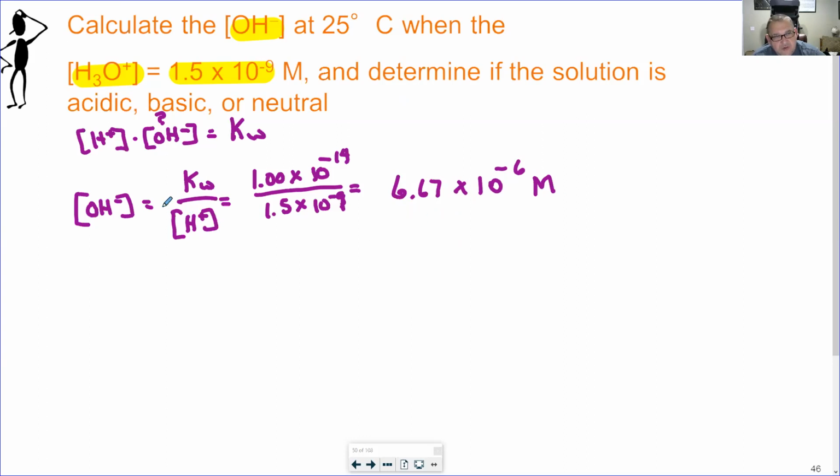And if I need to figure out whether that is acidic, basic, or neutral, I really could answer that question by looking at what this first term is.